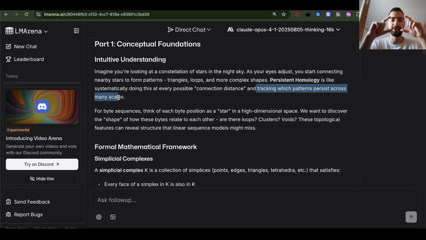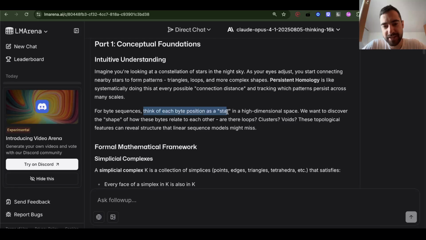Okay. So with the stars, we're trying different connections. We're trying to connect, I guess, every star to every star and see which patterns persist across many scales, many different distances. For byte sequences, think of each byte position as a star in a high dimensional space. So it's a star in a high dimensional space. It's like a dot, like a vector maybe, in a high dimensional space. We want to discover the shape of how these bytes relate to each other.